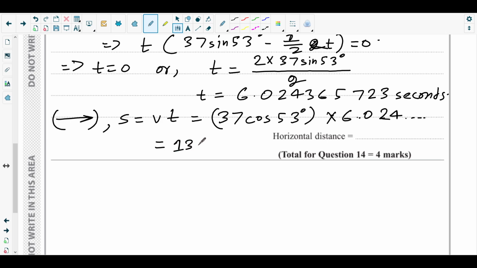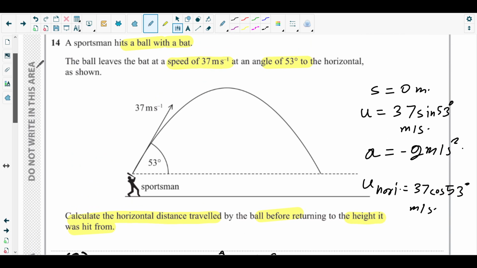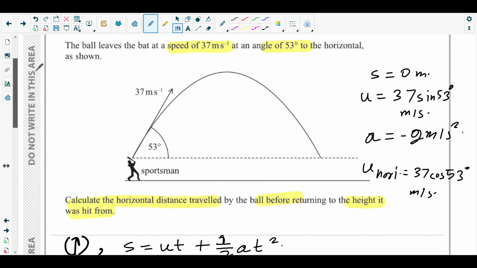So the horizontal distance traveled is 134.1454905 meter. We will write it to three significant figures, which is 134 meter. So the horizontal distance traveled is 134 meter to three significant figures, and that's what question number 14 has asked for.